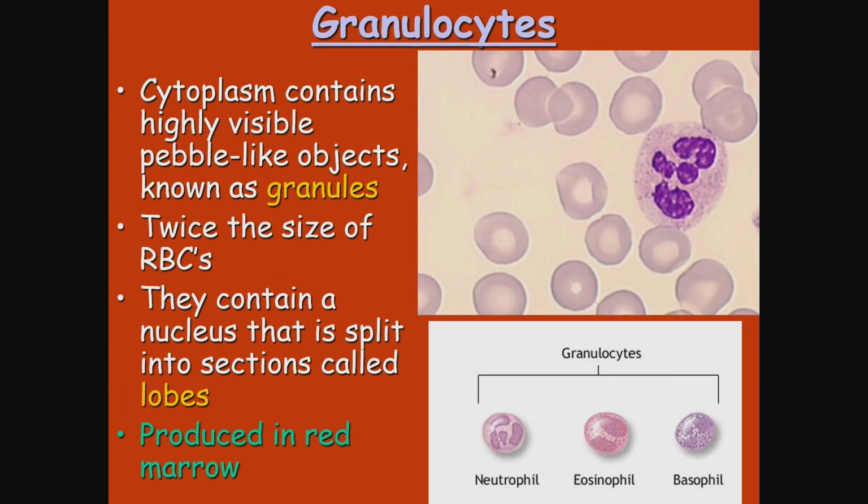Okay, so granulocytes. Cytoplasm contains highly visible pebble-like objects, and those are called the granules. Not these big purple guys, that's actually the nucleus, but all these little grains around it. And remember this is a white blood cell. They're twice the size of red blood cells, and you can see that clearly in the picture, and they contain a nucleus that is split. So you can see this is actually one nucleus, but it's split into lobes. You can see them down here as well. This is one nucleus, even though it looks like two. This looks like it's three, but they're actually just lobes. And the granulocytes are produced in the red marrow.